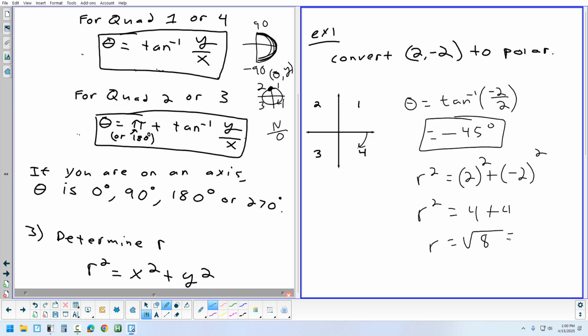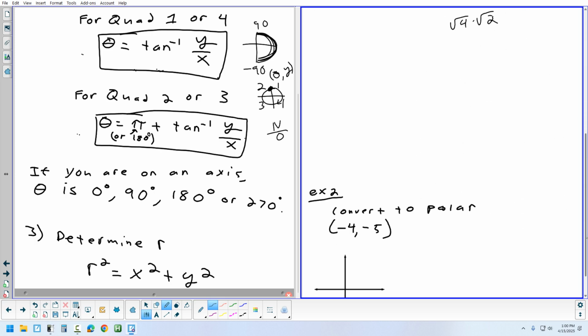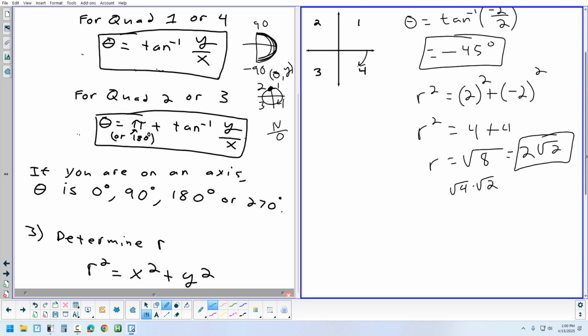How can we break up 8? 4 times 2. We can break it up into the square root of 4 times the square root of 2. And what's the square root of 4? 2. Square root of 2. Okay, so there's your radius. So our final answer is R, comma, and then write your angle, -45.